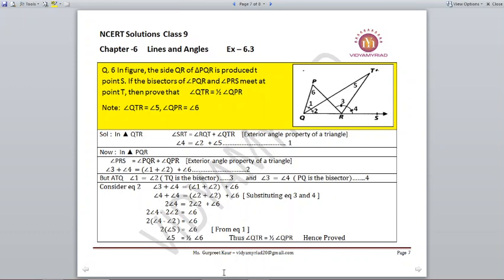What is angle 5 over here? QTR. What is my angle 6? QPR. So in any ways I can take any of the angles. So with this, it proves that QTR is equal to half of angle QPR.